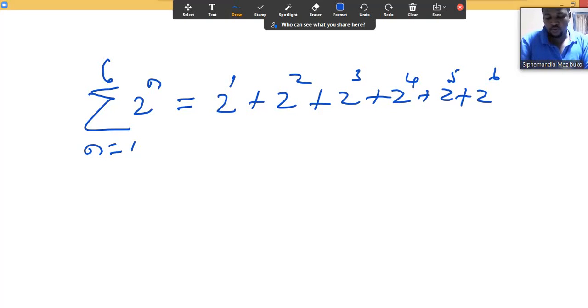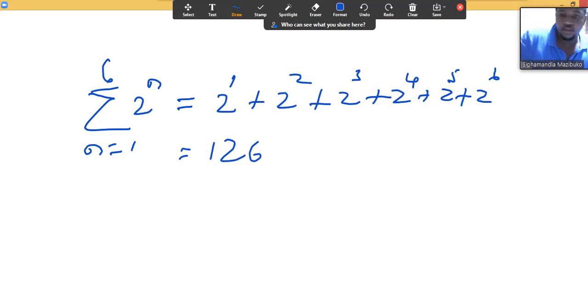So we have 2 plus 4 plus 8 plus 16 plus 2 to the power 5, plus 2 to the power 6. The answer is 126.